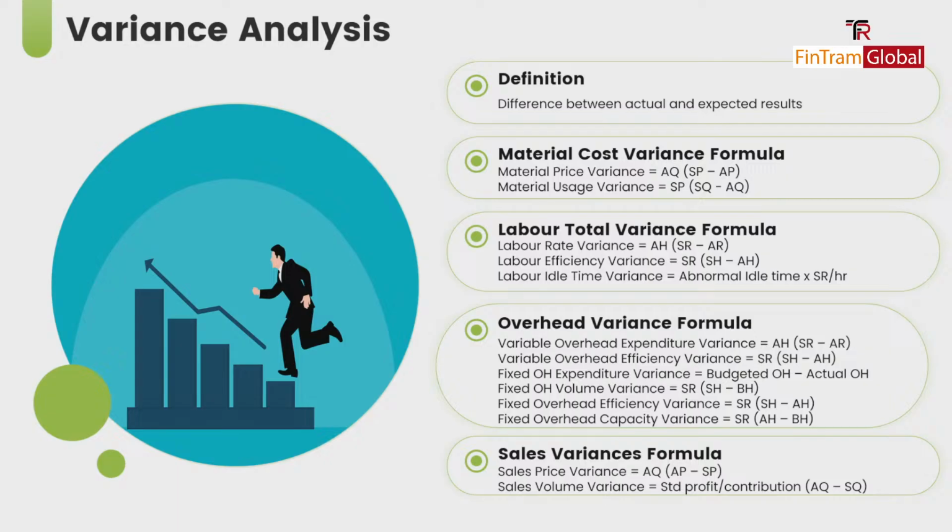And for the sales variances, it is similar but slightly different. For the price variance, we have (actual price minus standard price) times actual quantity. And then for the sales volume variance, we have (actual quantity minus standard quantity) times standard profit or contribution, depending upon the question.